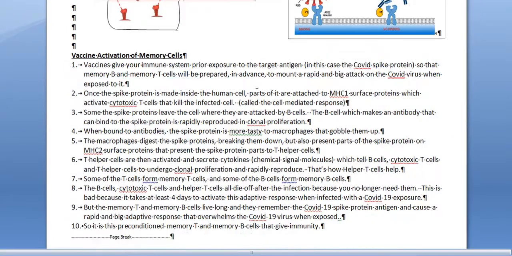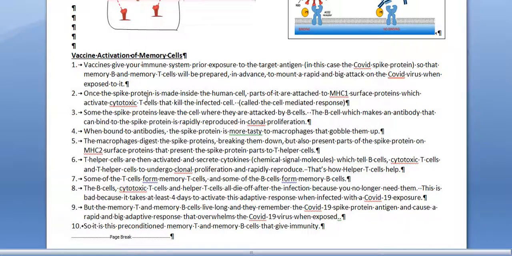All right, so, vaccine activation of memory cells. Vaccines give your immune system prior exposure to the target antigen, in this case the COVID spike protein, so that memory B and memory T cells will be prepared in advance to mount a rapid and big attack on the COVID virus when exposed, right? And these guys live a long time.